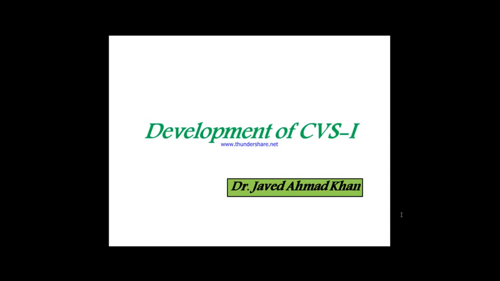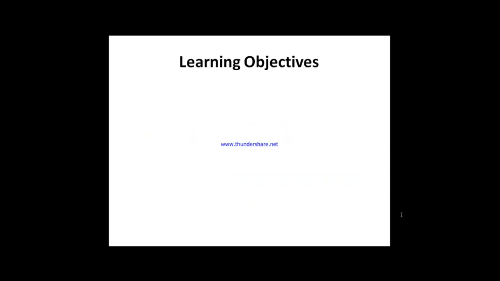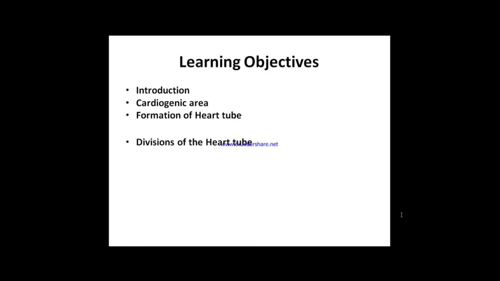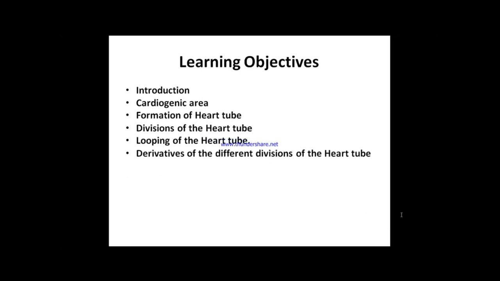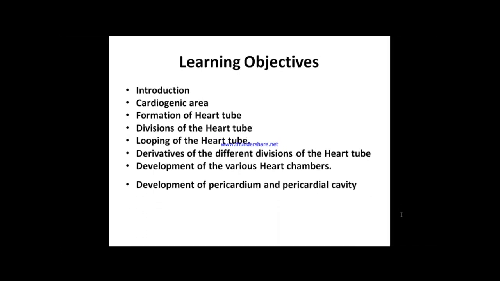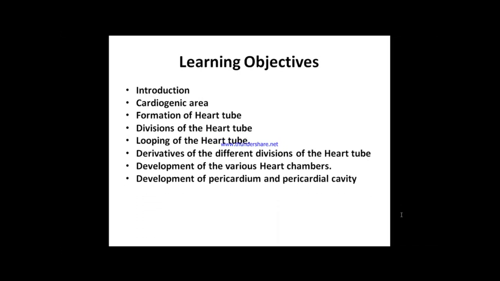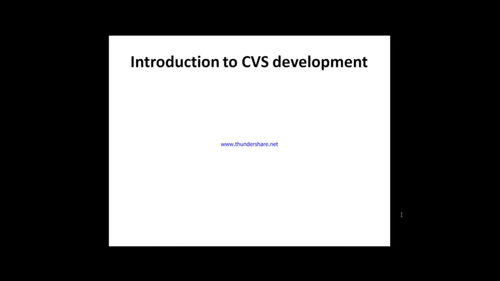So for today's topic, what we need to know, first of all: introduction, cardiogenic area, formation of the heart tube, divisions of the heart tube, looping of the heart tube, derivatives of different divisions of the heart tube, development of the various heart chambers, development of pericardium and pericardial cavity, development of cardiac septa, development of the heart valves.